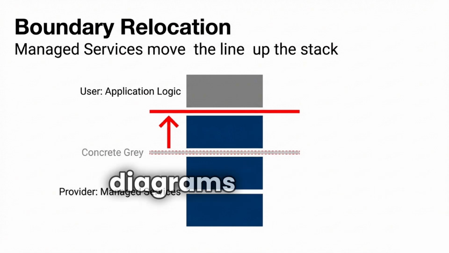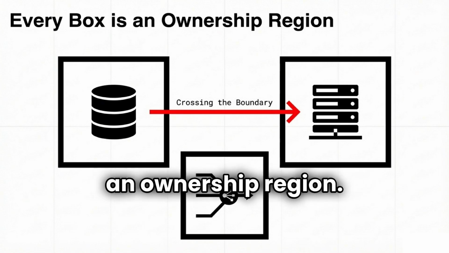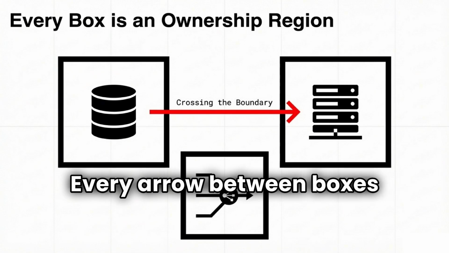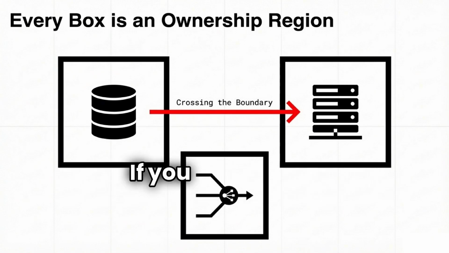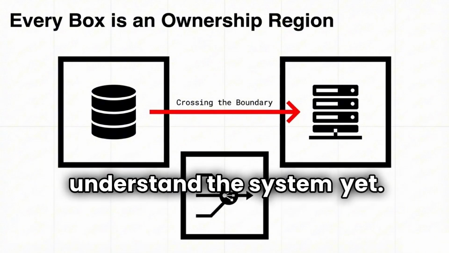This is why cloud diagrams matter. Every box in a cloud architecture diagram represents an ownership region. Every arrow between boxes crosses a boundary. If you don't know which side of the arrow owns what, you don't understand the system yet.